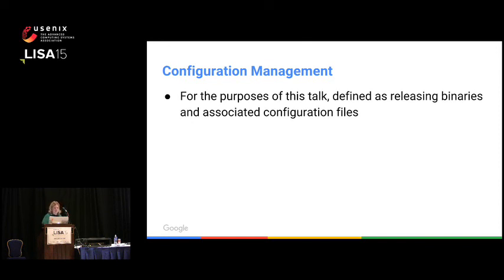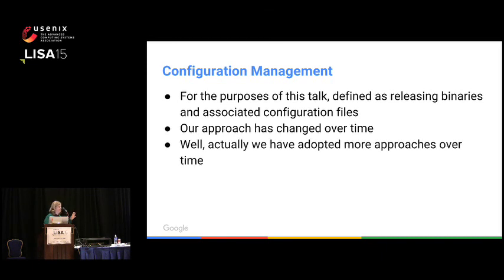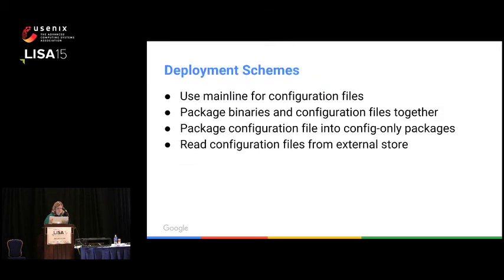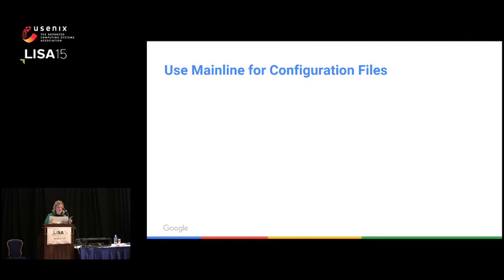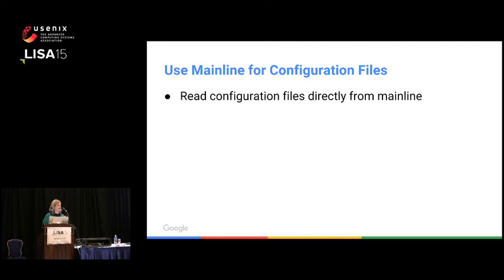Okay, so I'm going to talk about releasing binaries and configuration files. Our approach has changed over time, and actually we have more approaches over time, and different teams swear by their methods, and teams don't agree. So I'm going to talk about 4 different mechanisms. One of them is where we just have configuration files in the mainline. The idea is you've got binaries, and you've got configuration files that the binaries need in order to understand how to run or what to do.